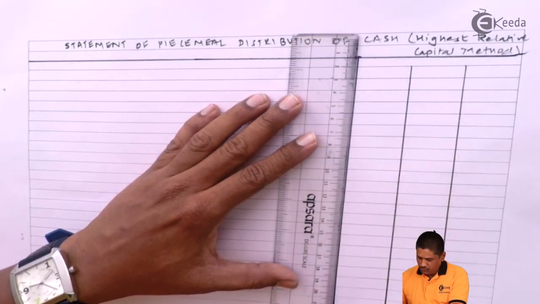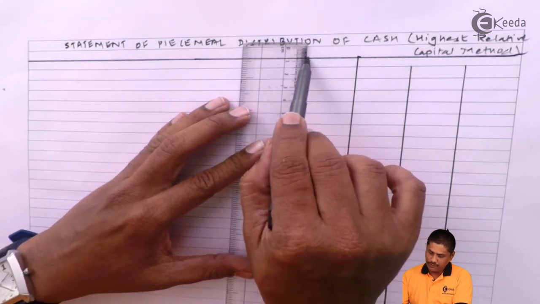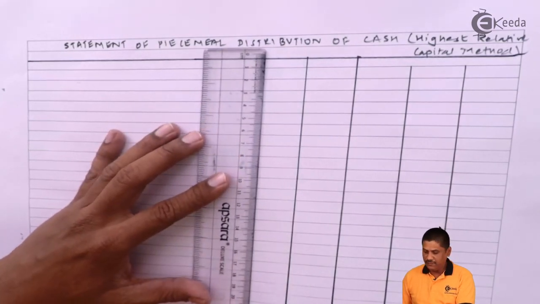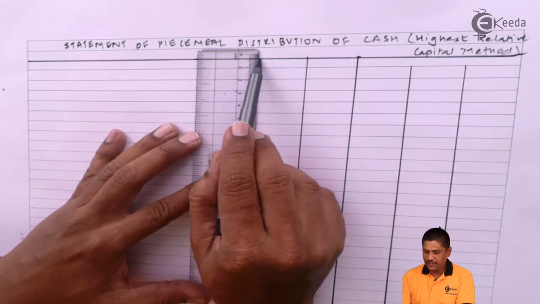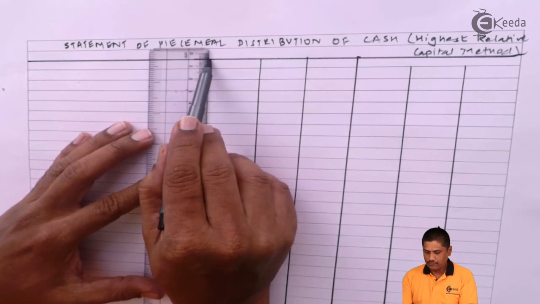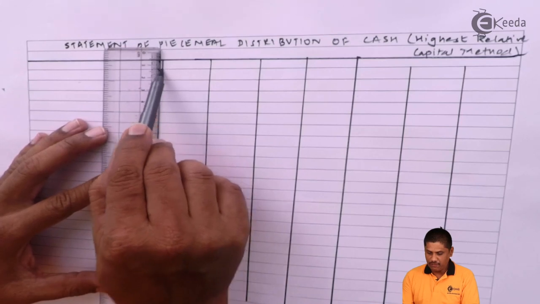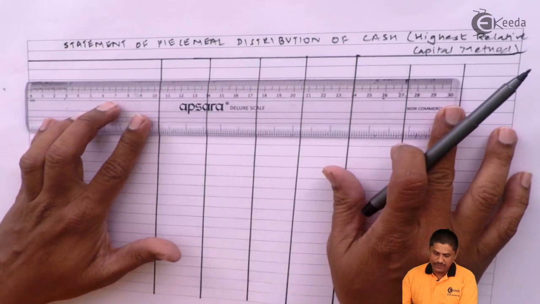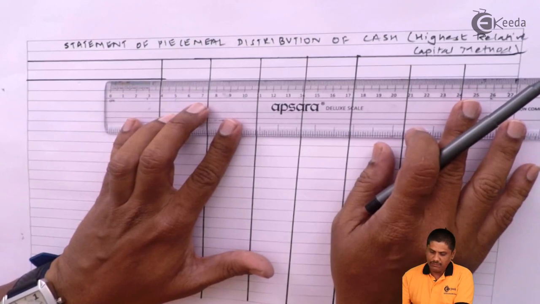Then there is one loan from partner, that is L's loan. So L's loan will be there. Right? And thereafter there are two outside liabilities, creditors and bank loan. Beside that, there is a cash column, that is cash available or balance cash column, and of course this is the first column, that is particulars. So let's complete this format.